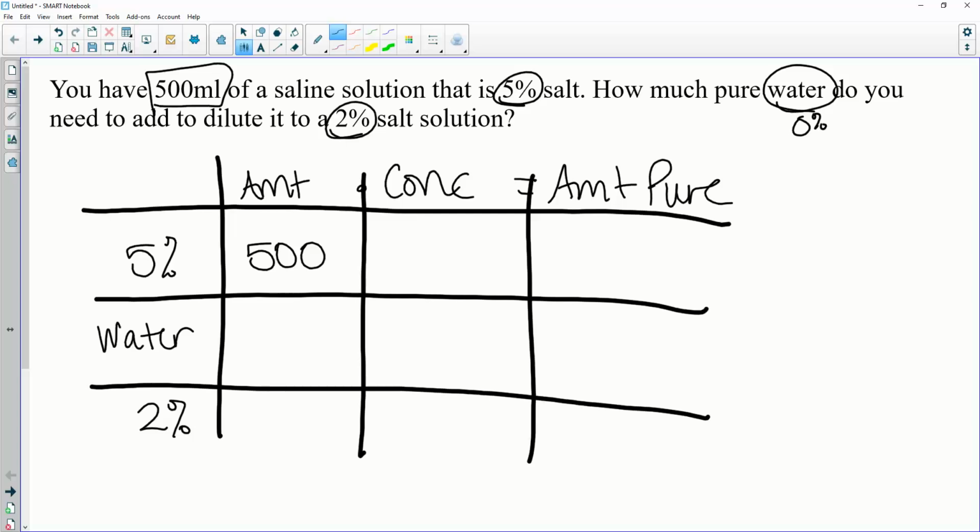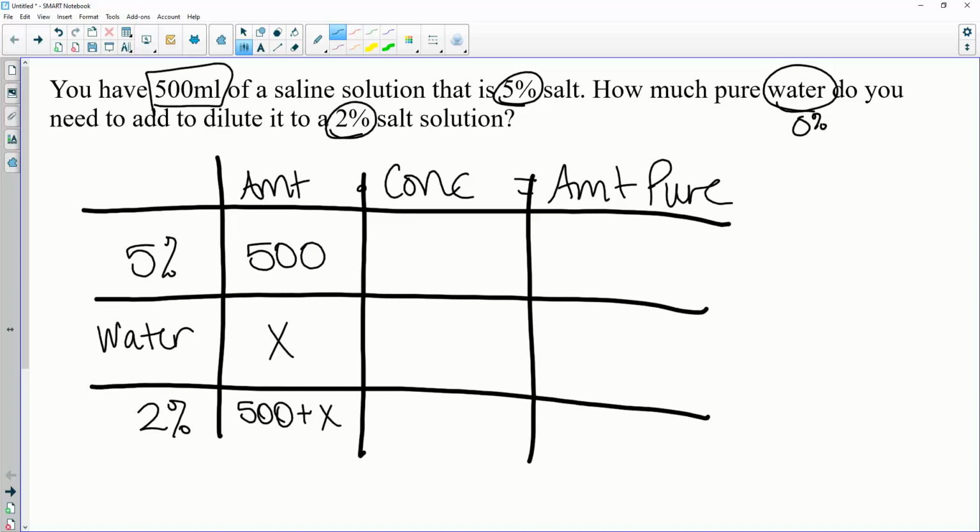Sometimes I'm giving you one of those, sometimes I give you the total. So we just have to watch the problem. How much pure water? So if I'm asking you how much, I don't know it, what do we call it? X. Alright, if you add 500 of the first and X of the second, how much do we get at the end? 500 plus X. Okay, because you add your first and second to get your total.